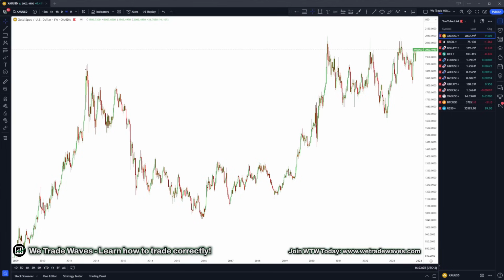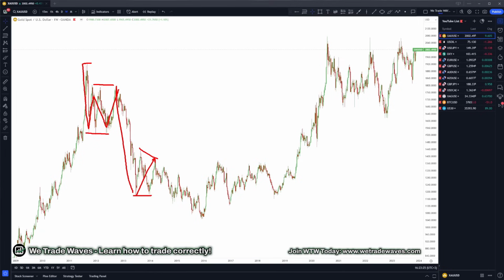Okay, so from this top we've got a drop. This is a complex corrective structure to us. After that, we've got a drop here, another corrective structure. It's a contracting flat. I'll show you why I'm showing you this one shortly. And after this contracting flat, this is a fourth wave, by the way. This fourth wave is a corrective structure. It came into a form of contracting flat.